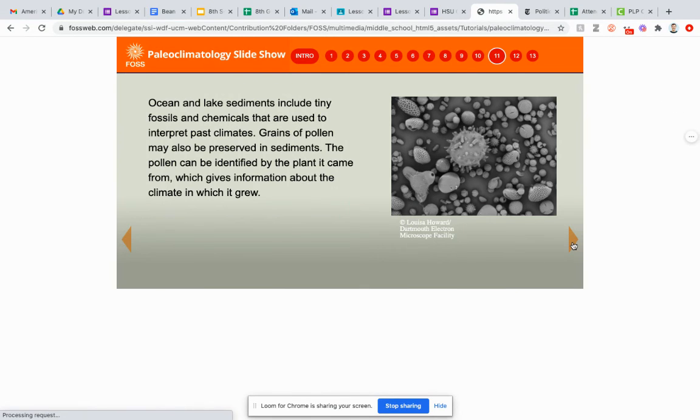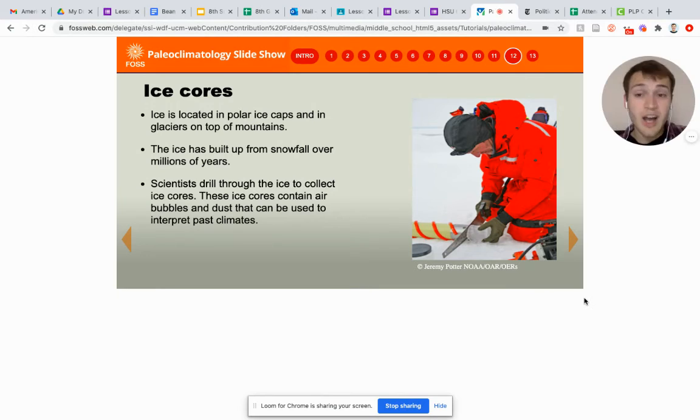And then another thing that we can look at is really cool: ice cores. So ice is located in polar ice caps, like the North Pole, the South Pole, and on tops of mountains. And in these places, it's so cold that the ice doesn't really ever melt. So the ice builds up over millions of years as it continues to snow. And when the snow falls and forms into ice, it actually traps small bubbles of the atmosphere at that time.